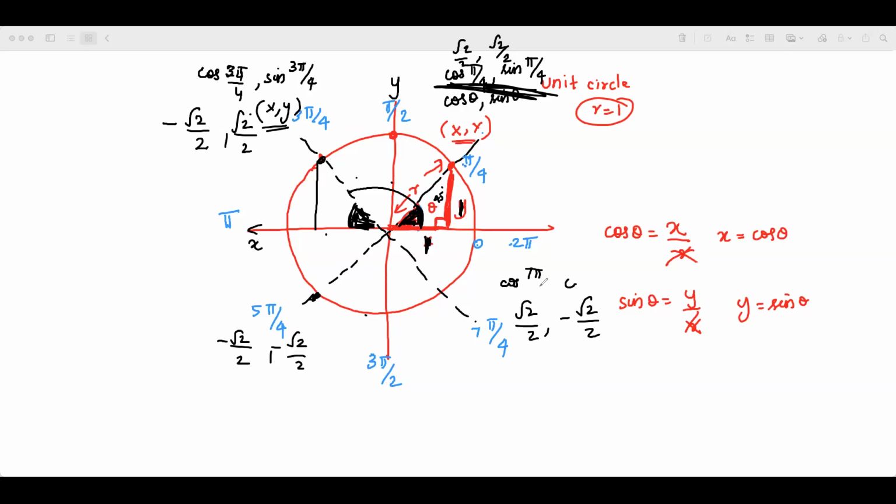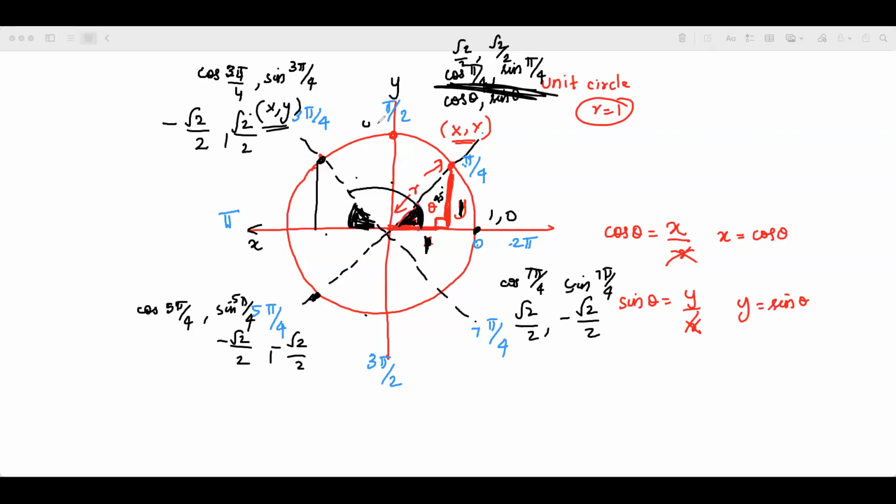So what does that mean? Cos 7 pi by 4 is positive, sin 7 pi by 4 is negative. Here cos 5 pi by 4 is negative, sin 5 pi by 4 is negative. Any questions here? Okay, coming to these points, what are these points?